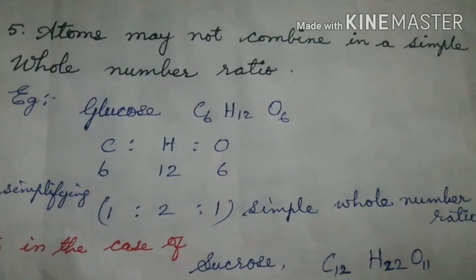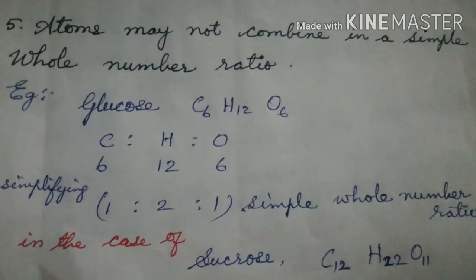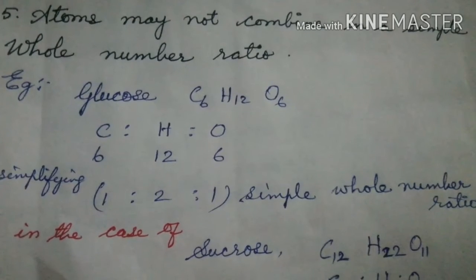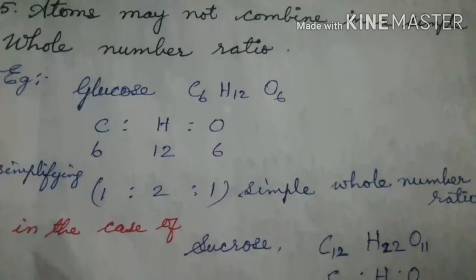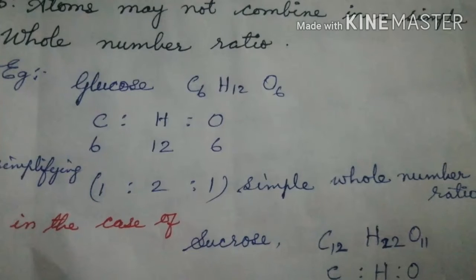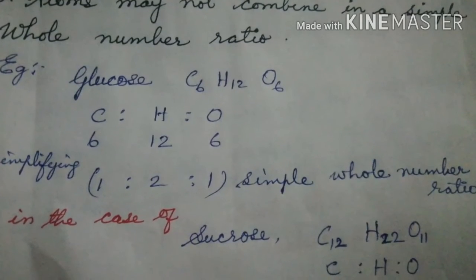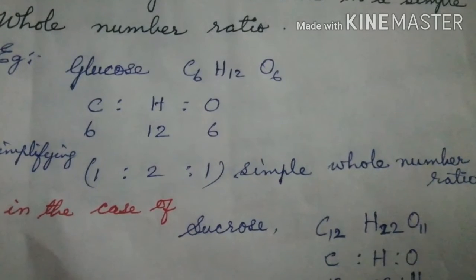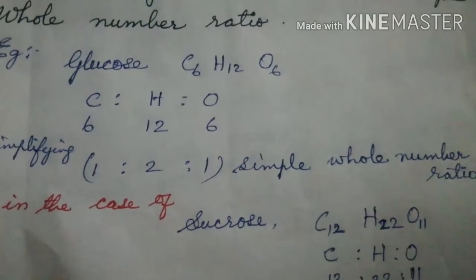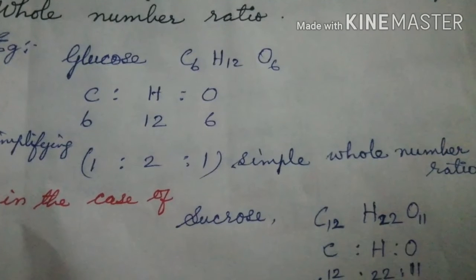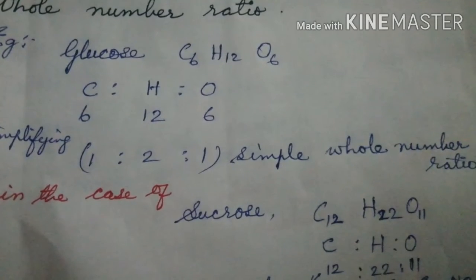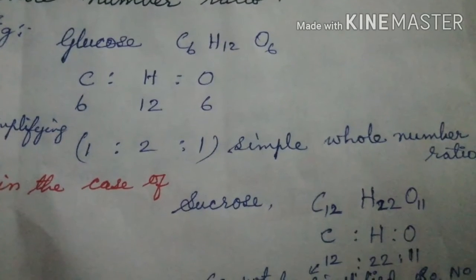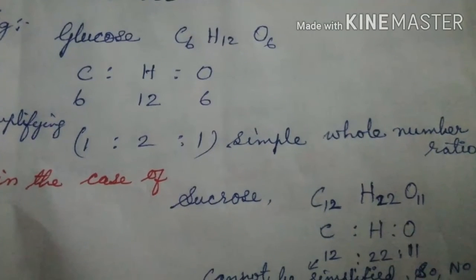According to the fifth postulate, atoms may not combine in a simple whole number ratio. Example, glucose with the molecular formula C6H12O6. The carbon, hydrogen and oxygen combine in a ratio 6:12:6, which on simplifying becomes 1:2:1. Thus a simple whole number ratio is obtained.